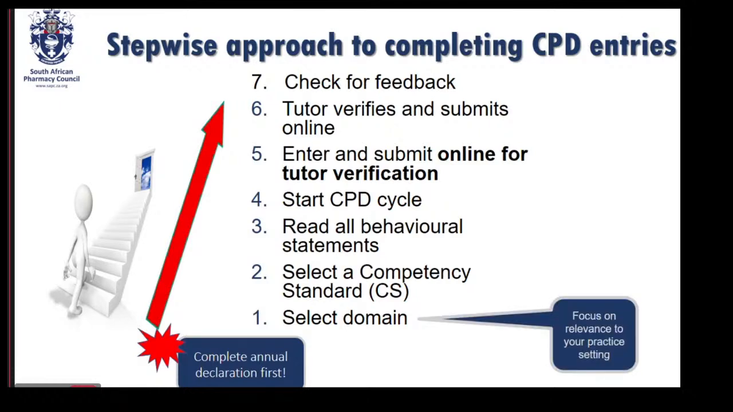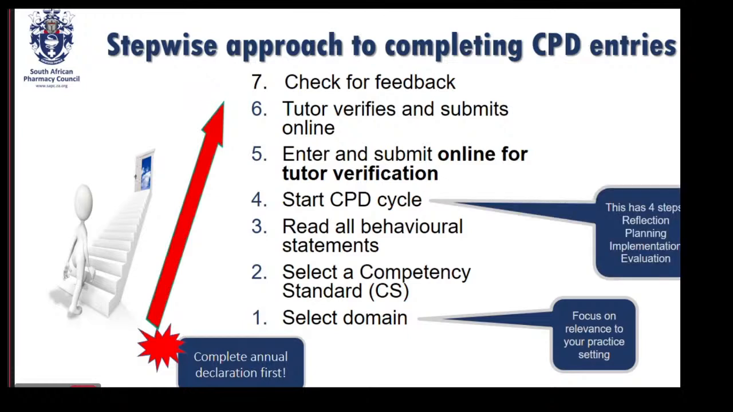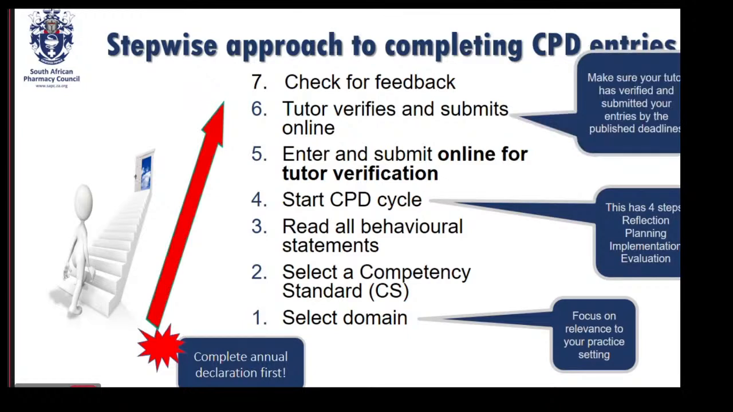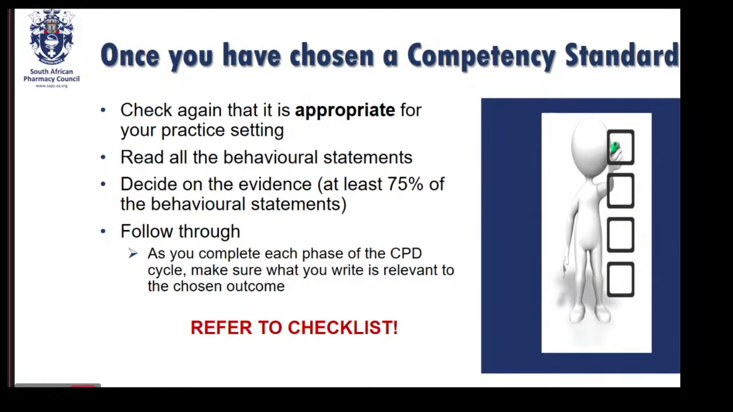So first of all, if you go back just a step, focus on your practice, do the 4 steps, and as I stated, make sure that your tutor verifies, and the last thing then is the feedback. So check again, is it appropriate for your practice setting? Read all the behavioral statements, decide on the evidence. We will talk about the 75% now, and follow through. As you complete each phase, make sure that what you write is relevant to what you have selected, the chosen outcome, and there again, refer to the checklist.